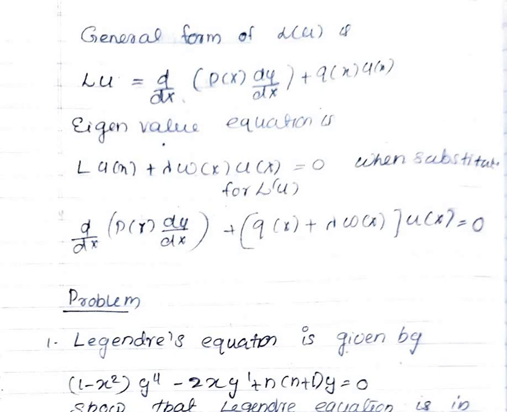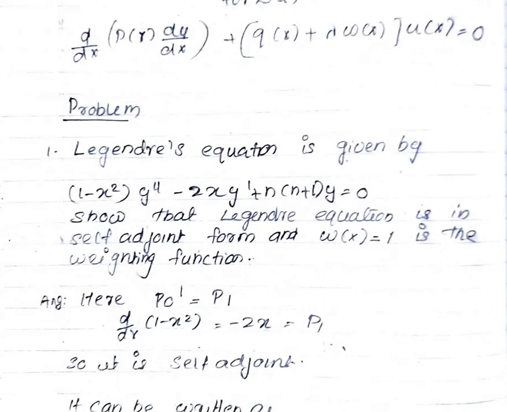So let us do some problems. The question is like this: the Legendre equation is given by 1 minus x square y double dash minus 2x y dash plus n into n plus 1 y is equal to 0. Show that the Legendre equation is in self-adjoint form and that the weight function w of x is equal to 1. The question is to show that this is a self-adjoint equation, and also find the value of w of x, that is, prove that w of x is equal to 1 for the Legendre equation.